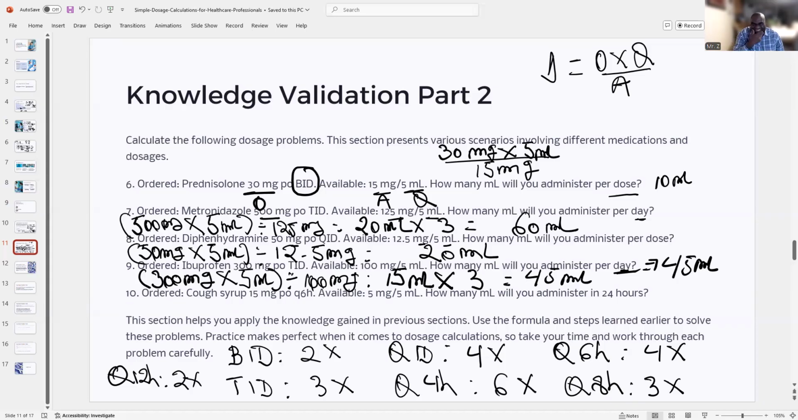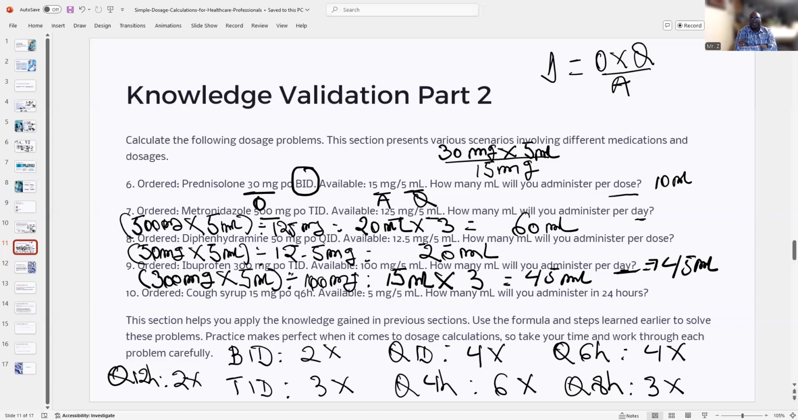Well, I'll go ahead and add you another 30 seconds. I give you another 30 seconds. Look at the bottom of your screen. I explained to you what Q6 hour means.